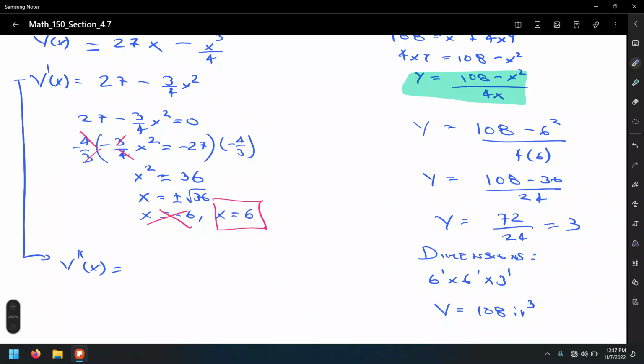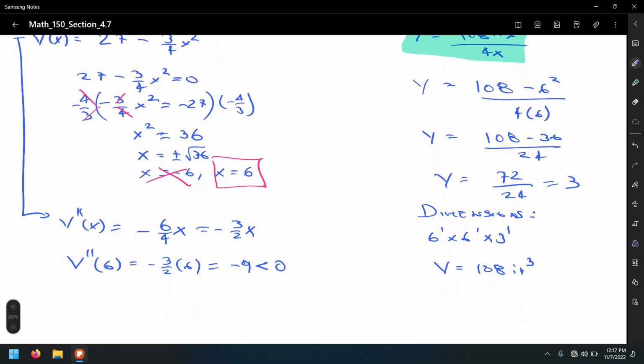That's the derivative of 27, which is 0, minus 6/4 x, which reduces to negative 3/2 x. Evaluating the second derivative at the critical value, which is 6, that's negative 3/2 times 6, and 6/2 is 3 times 3. That's negative 9, which is a negative number by the second derivative test. This means concave down, so this will be a maximum, and that's what justifies that this is a maximum.